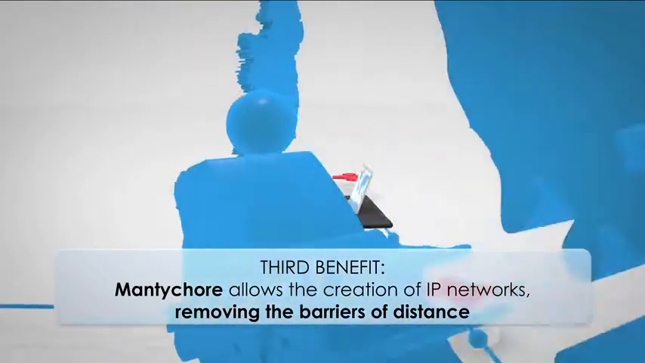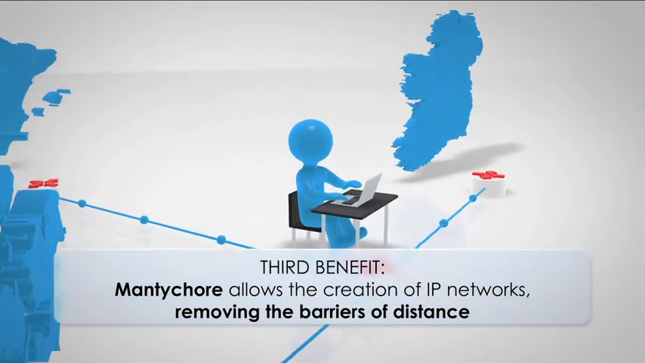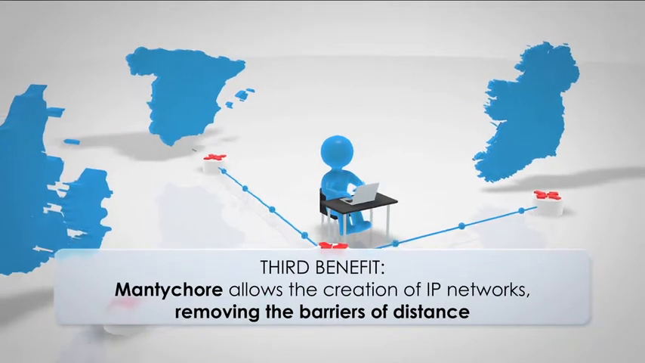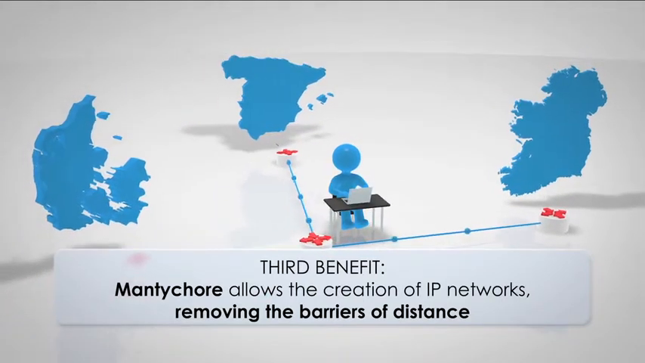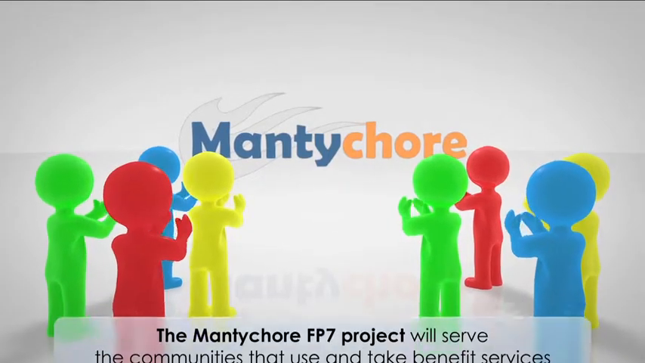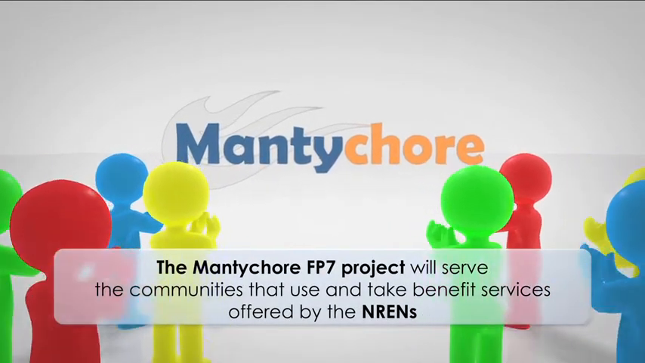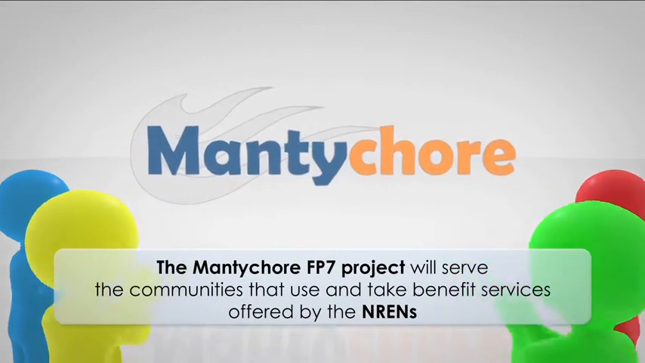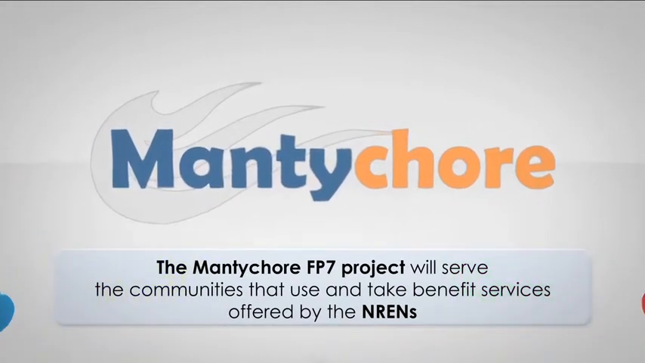So, one user could make an IP network with one router hosted in Ireland, another hosted in Denmark, and another in Spain. Conclusion. The Mantychore FP7 project will serve the communities that use and take benefit of services offered by the NRENs.